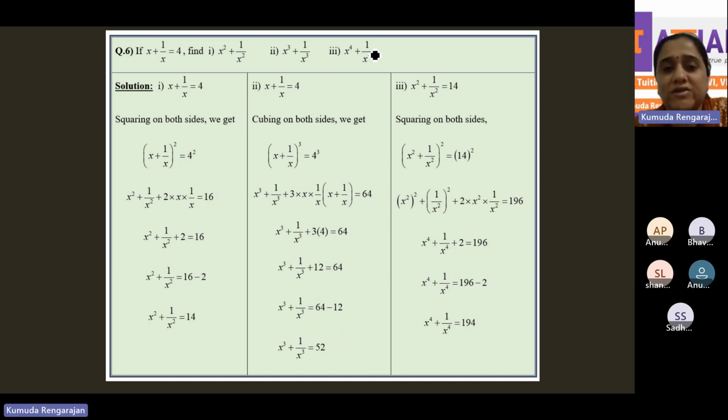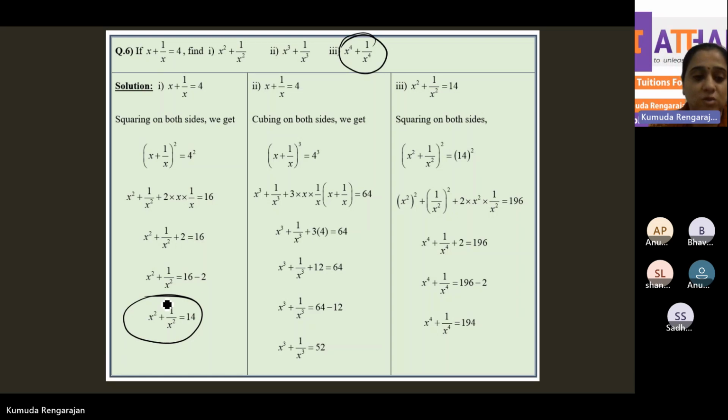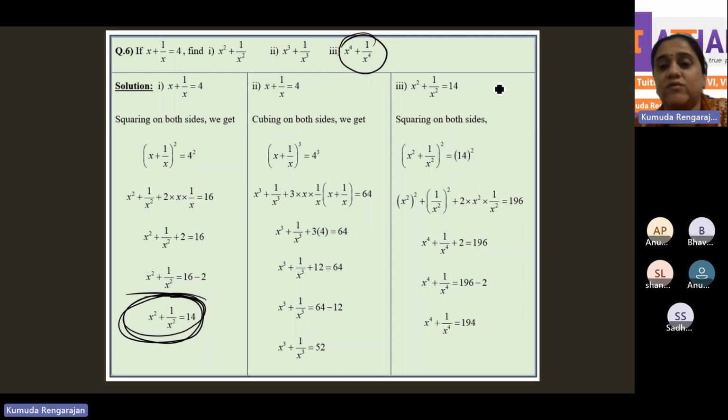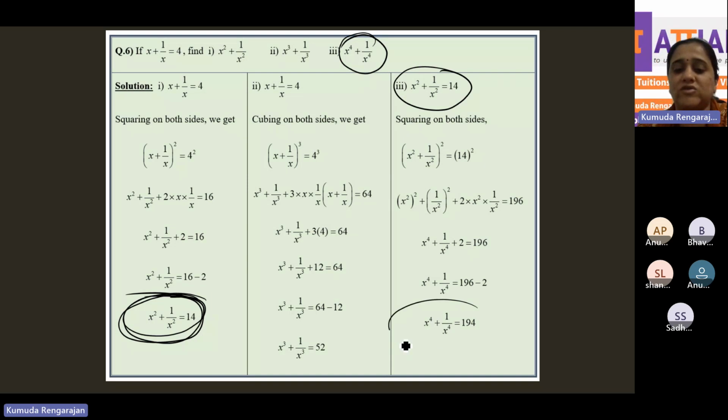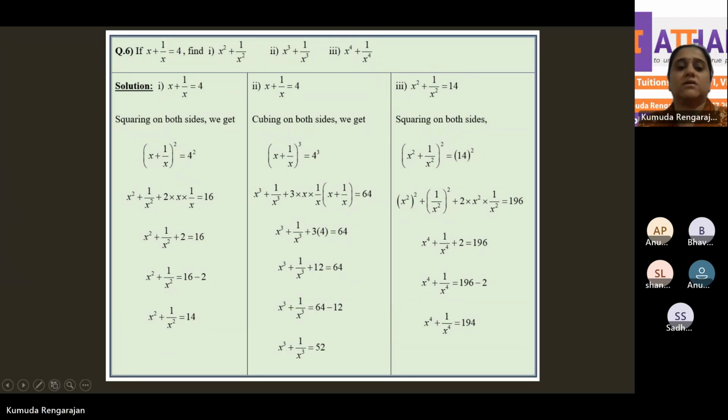Now to find the value of x to the power 4 plus 1 by x to the power 4, you will have to square this one on both the sides. Write down this x squared plus 1 by x squared is equal to 14. And square this one on both the sides to get the value of x to the power 4 plus 1 by x to the power 4. Okay, so I've written this here. I square this on both the sides.